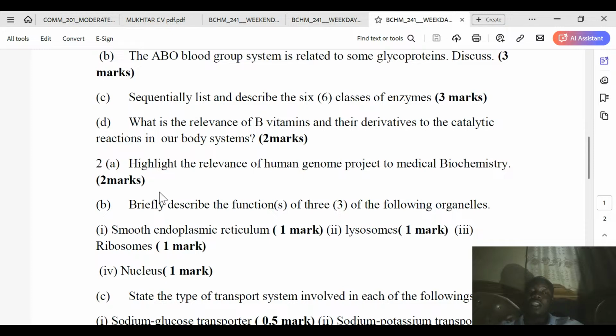So ladies and gentlemen, can we go to question 2A?